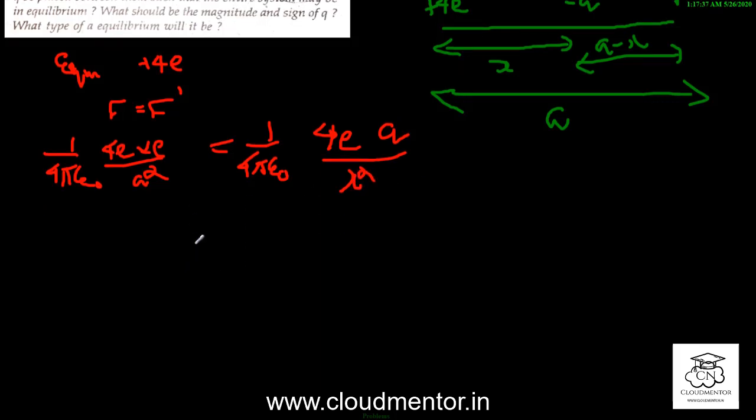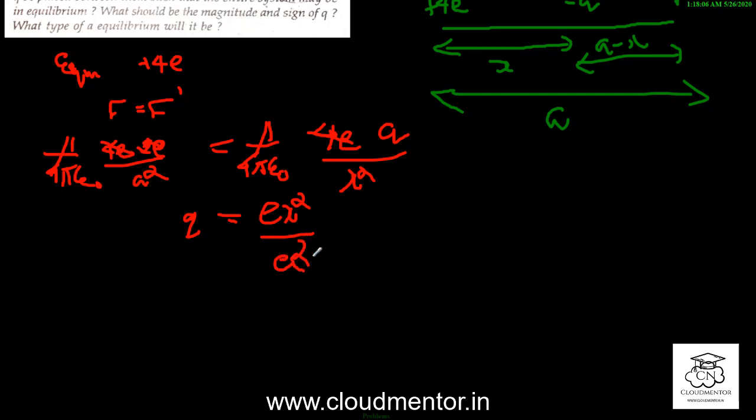So here we can do, we will get the, oh sorry, here. So we get q as e x square, the whole divided by a square.